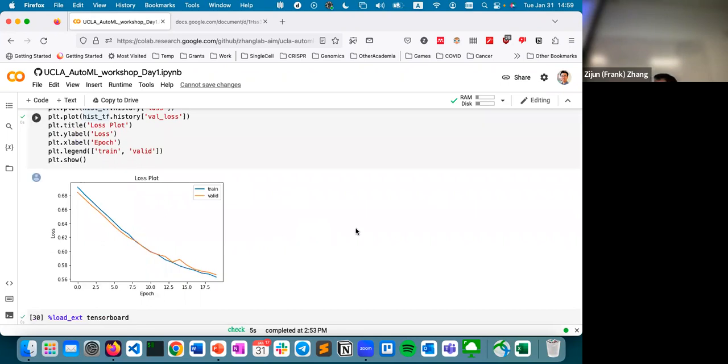Do you guys know why this projector kept disconnecting itself? Did that happen before? No. Okay.